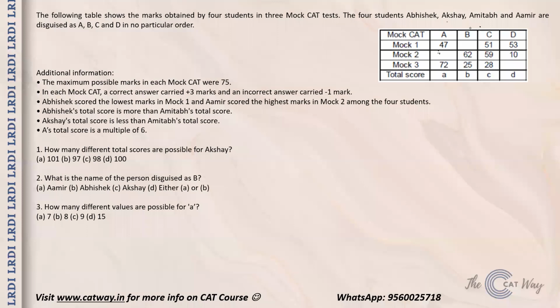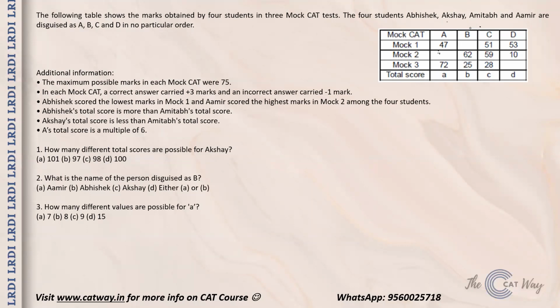So the question in front of us is that the table shows the marks obtained by 4 students in 3 mock CATs. The 4 students, Abhishek, Akshay, Amitabh and Amir, are disguised as A, B, C and D in no particular order. Okay. So we have been given 4 students who have been disguised as A, B, C and D. Their scores in three different mocks have been given and a few of the values are missing.